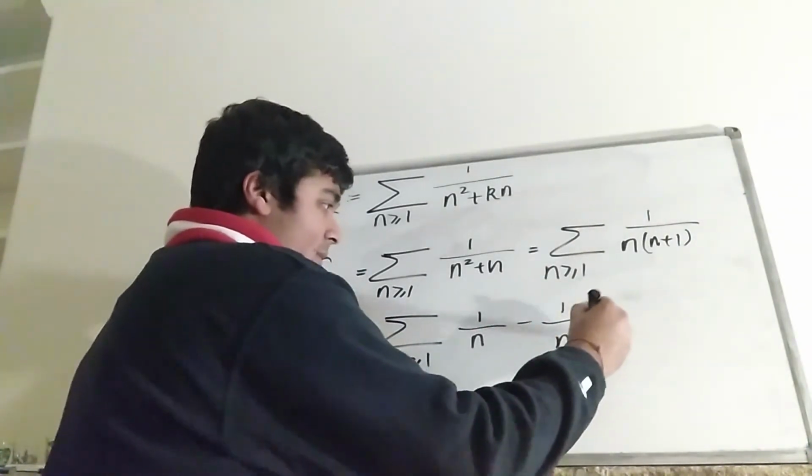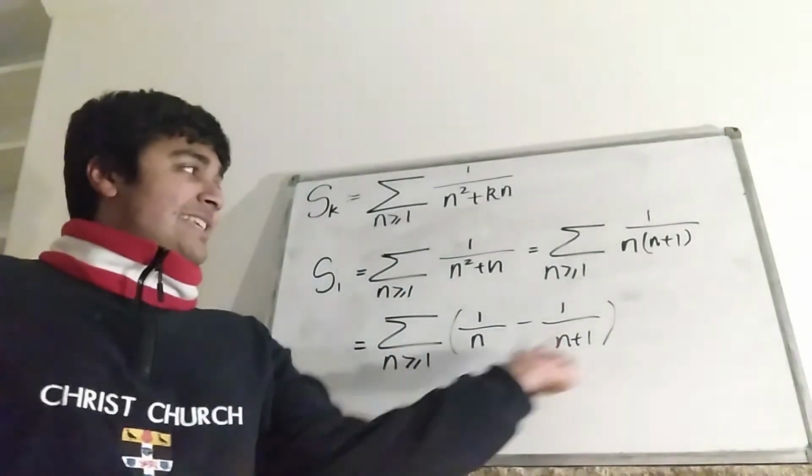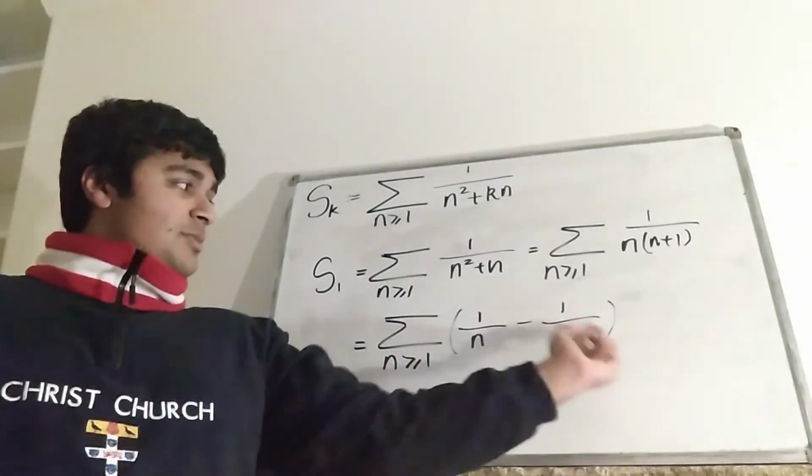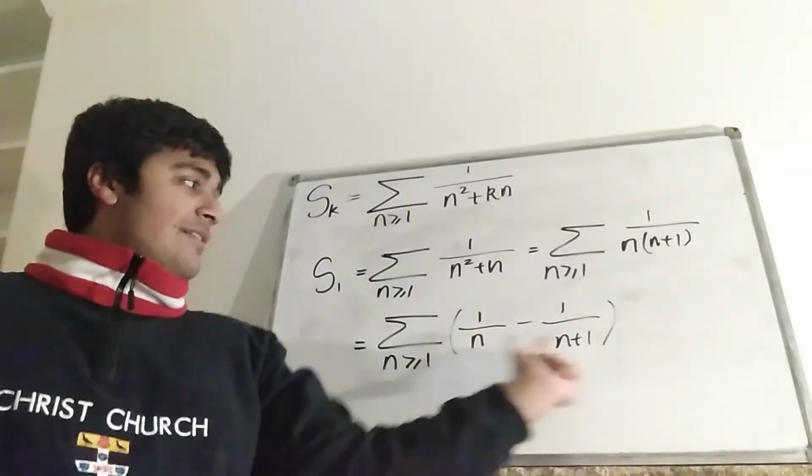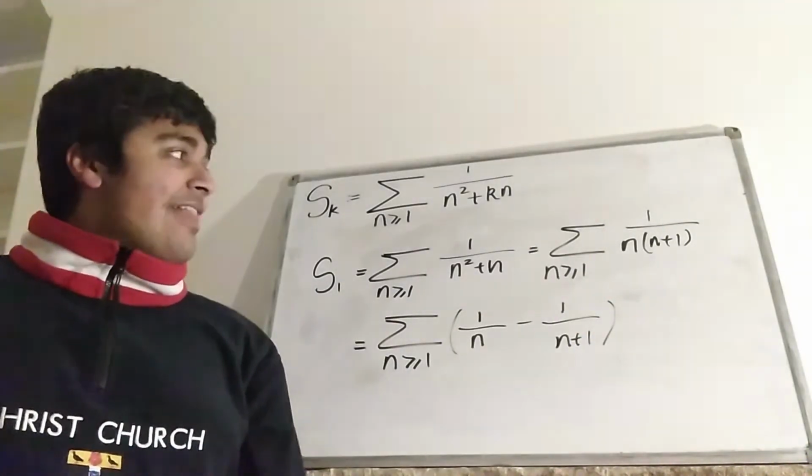n plus 1. Okay, and just to check that this thing equals that thing, we can just cross multiply. So we get n plus 1 there minus n. So at the top we're just left with 1. And on the bottom we have n times n plus 1. So it's exactly that thing there.